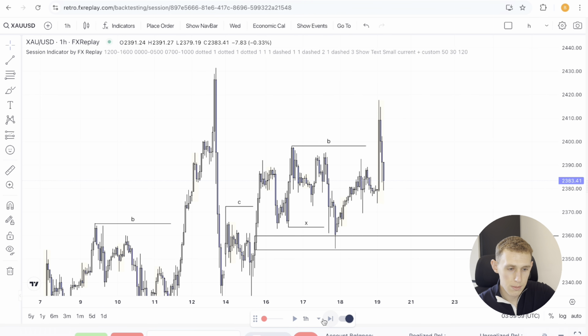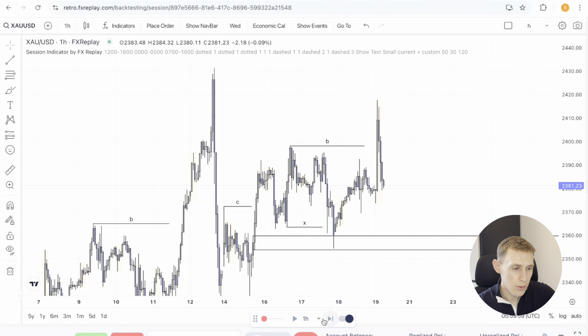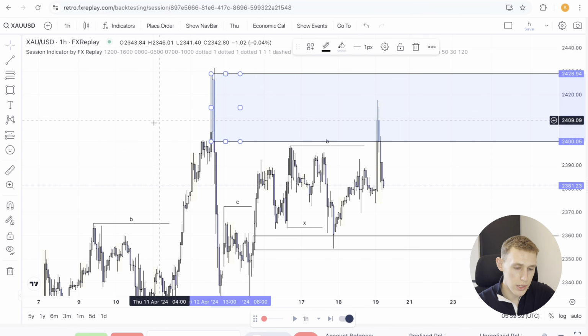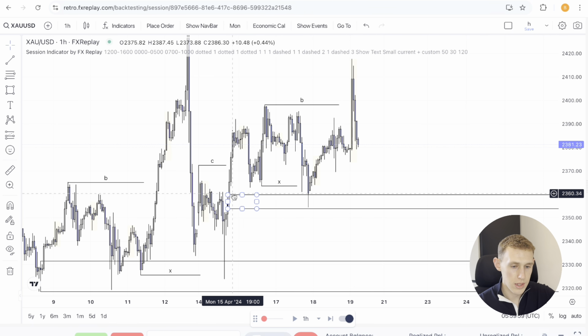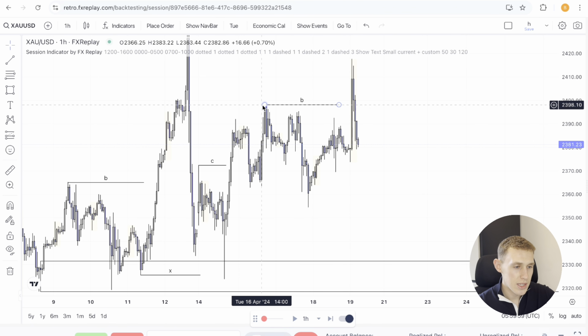Okay, so price is pulling back. It did react from that area of supply, like I said, just here, so definitely want to be cautious of that. But maybe what we could see now, if we get rid of this, is a sweep of this low again.